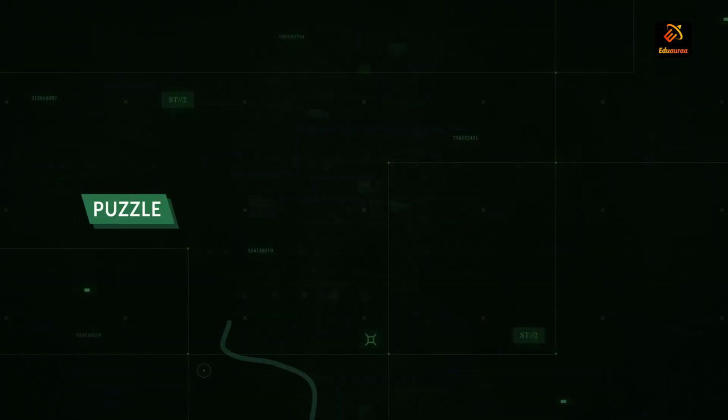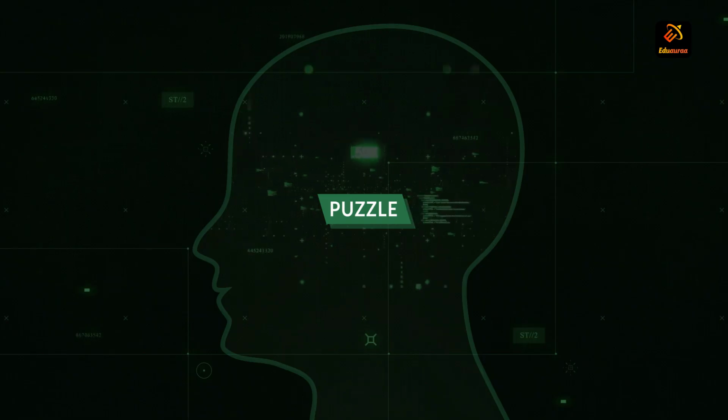And students, in today's session, what are we going to do? We will be discussing the most interesting but also most important topic, which is puzzles. This will help you score in your CAT exam. Now students, what is a puzzle basically?